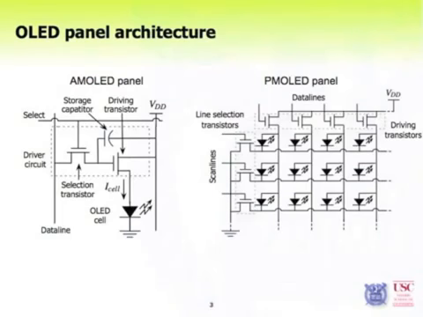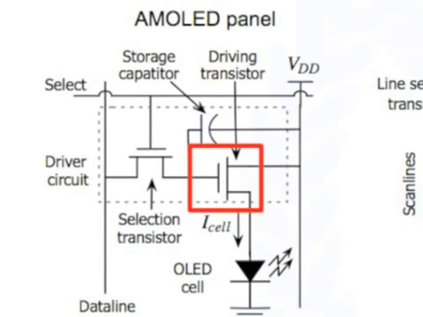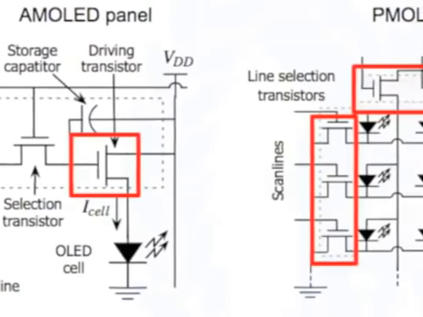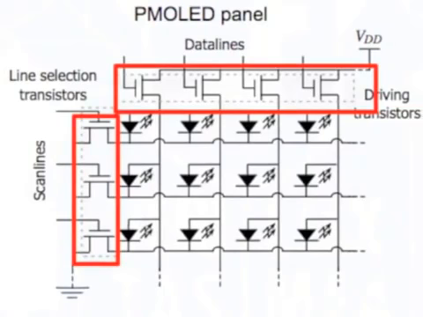We can classify an OLED panel as a passive matrix (PM-OLED panel) or an active matrix (AM-OLED panel). Each cell in the AM-OLED architecture has a current source transistor whose gate voltage is maintained by a storage capacitor. On the other hand, PM-OLED panels have an external row-column structure driver circuit.